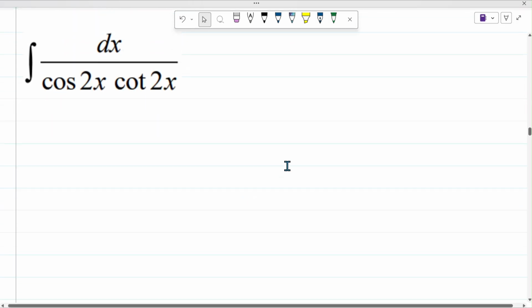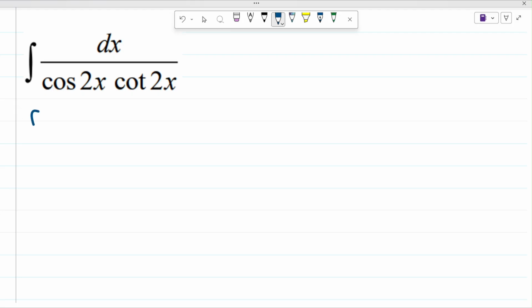So yeah, another question here: we've got 1 divided by cos of 2x multiplied by cot of 2x. So what is it that we're gonna do here? We can see that definitely nothing was differentiated for us to get 1 over this complicated thing, right? So that means we need to rewrite this in a nice way. For us to do that, the procedure is gonna be as follows.